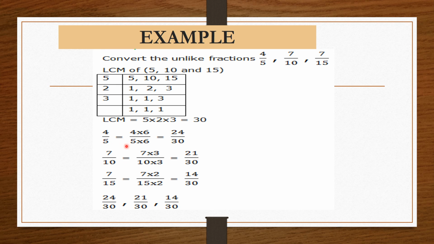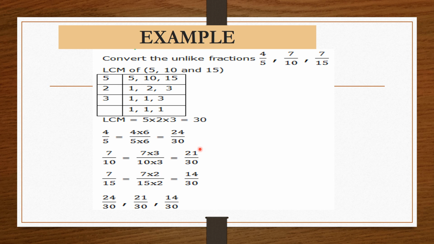Now 7 by 10. 10 you have to make 30, so you will multiply by 3. 7 also you will multiply by 3. So 7 into 3 is 21, 10 into 3 is 30. So the equivalent fraction of 7 by 10 is 21 by 30. Now 7 by 15. 15 you will multiply with what to make 30? With 2. So 7 also you will multiply with 2. 7 into 2 and 15 into 2. So 7 twos are 14 by 30.